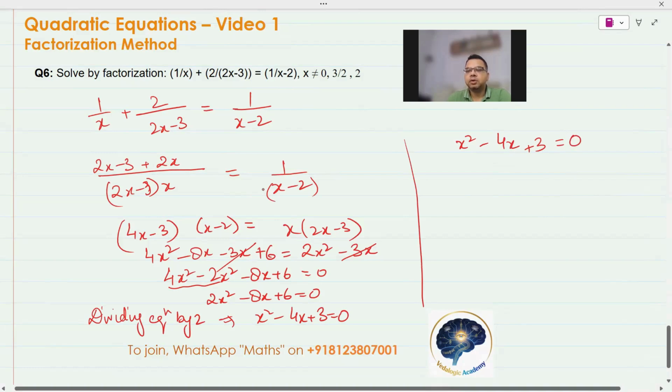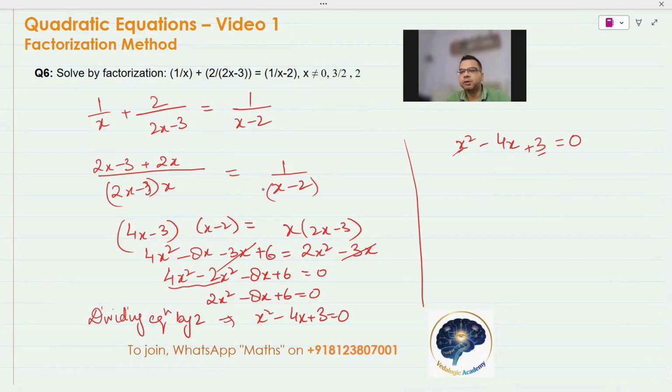Okay. So the coefficient of x square is 1 and the constant term is 3. 1 into 3 is 3. So I have to find the factors of 3 such that I get minus 4 in the answer. So 1 and 3 can be the factors. So what I'm going to do now is write minus 4x as minus x and minus 3x, so x square minus x minus 3x plus 3 equals to 0.